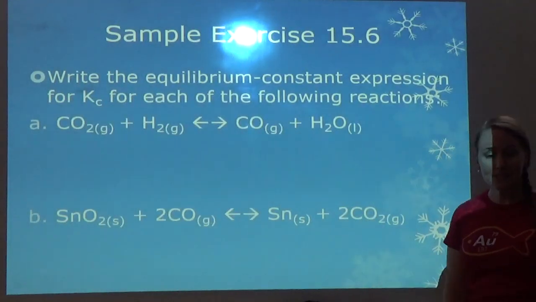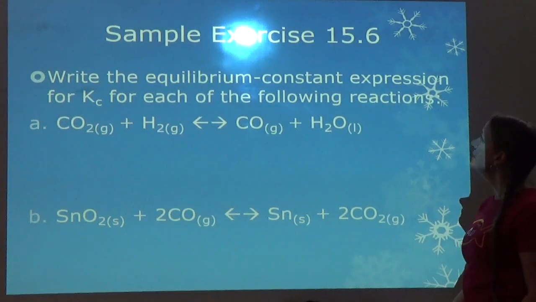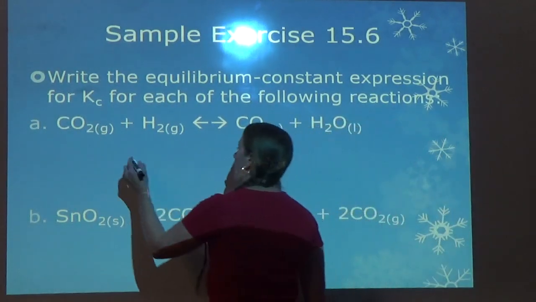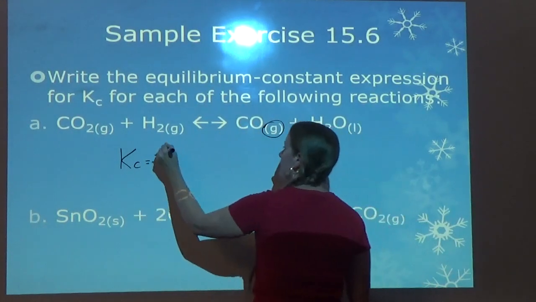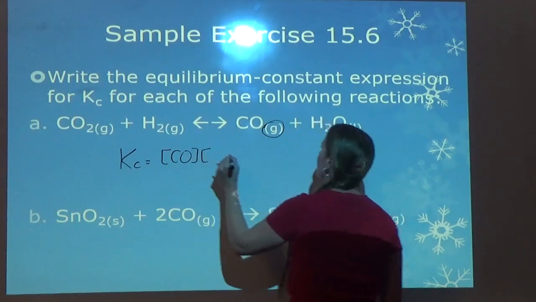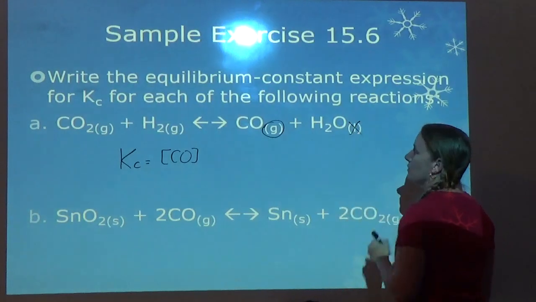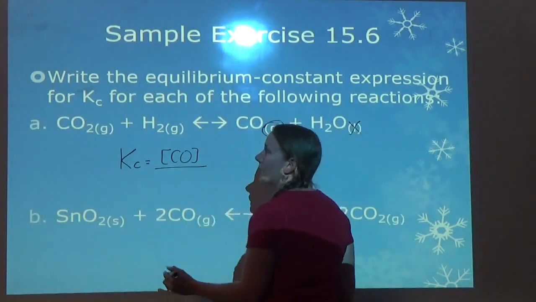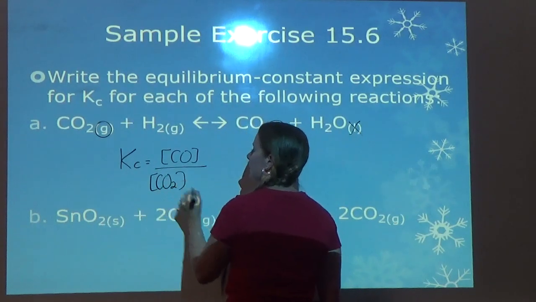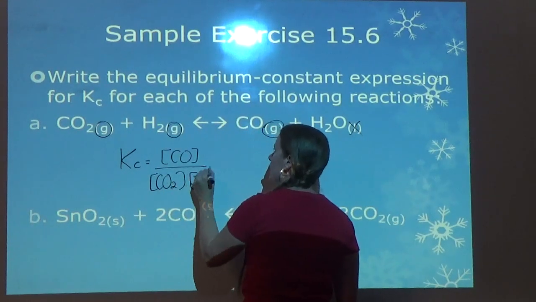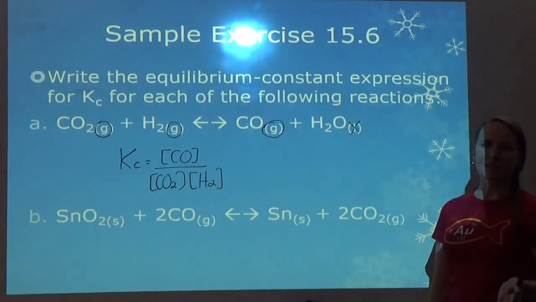All right, so let's look at a sample exercise together. It says, write the equilibrium constant expression Kc for the following reactions. Kc is, of course, products over reactants. So I am going to use this because it's a gas. So I'm going to do my CO. I'm not going to use this because it's a liquid, so we're not going to use H2O. Then I go to my reactants. I'm going to use this because it's a gas, so CO2. Here I don't want to include water because it's a liquid.